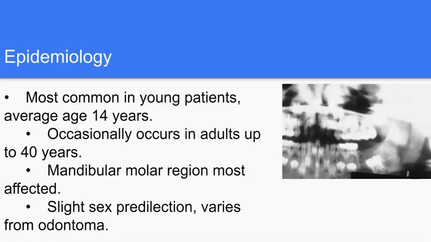Now, coming to the epidemiology, this tumor mostly affects young patients with an average age around 14 years. It can occasionally appear in adults up to 40, but that's really uncommon. The most common location, sorry for that, is the mandibular molar region, especially near unerupted molars. So, young age plus impacted molar should raise suspicion for this tumor.